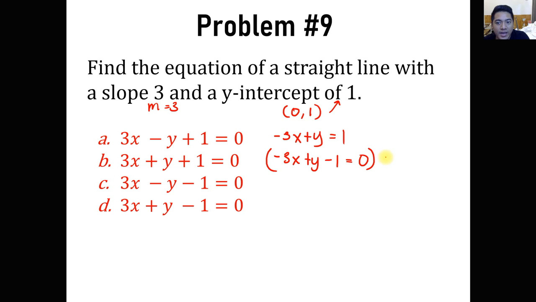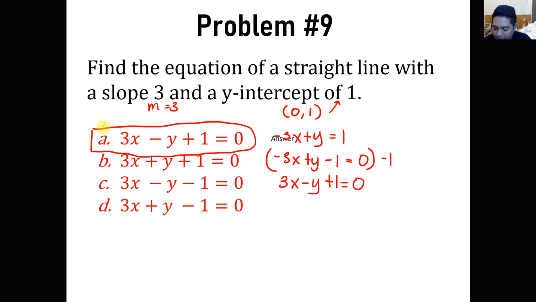So we have to multiply it by negative 1. So you have 3x minus y plus 1 equals 0. So 3x minus y plus 1 equals 0. The answer is still letter A. Alright, so that's how we solve it.